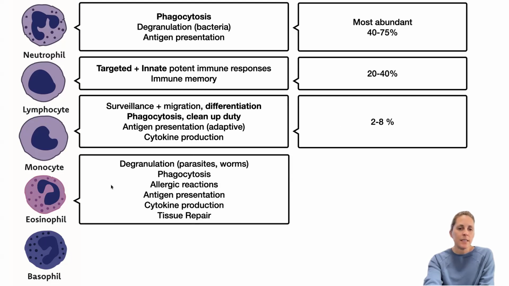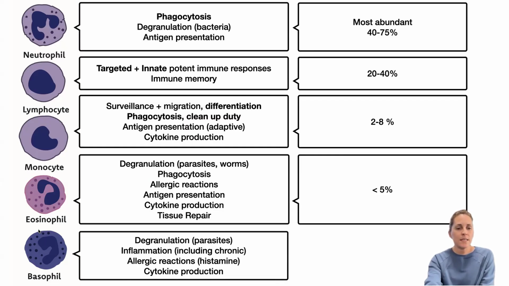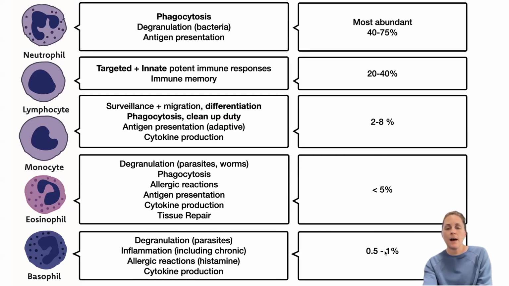And then we have our eosinophils. These are involved in degranulation, allergies. Remember that these ones are really good at parasites. These make up less than 5% of our cells in circulation. And then last, we have our basophils. And so these are also granular cells, granulocytes involved in parasitic infections and also inflammation. And these make up less than 0.5 to 1% of our cells in circulation.